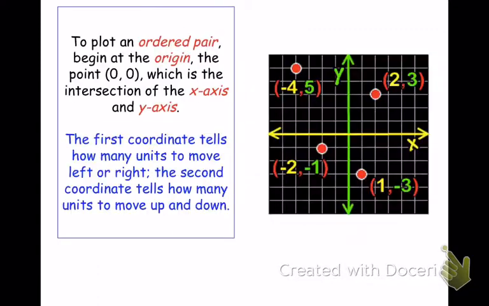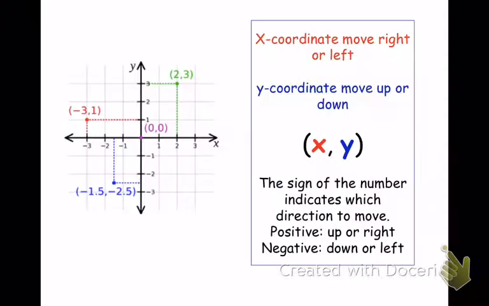It should be a refresher. To plot an ordered pair, we begin at the origin where the 2 axes cross. The first coordinate tells us how many units to move left or right, and the second coordinate tells us how many units to move up or down. Here's an example of a few points on our graph. Remember, x coordinate left, right, y coordinate up, down, and the sign of the number indicates the direction. So positive right, negative left, positive up, negative down.